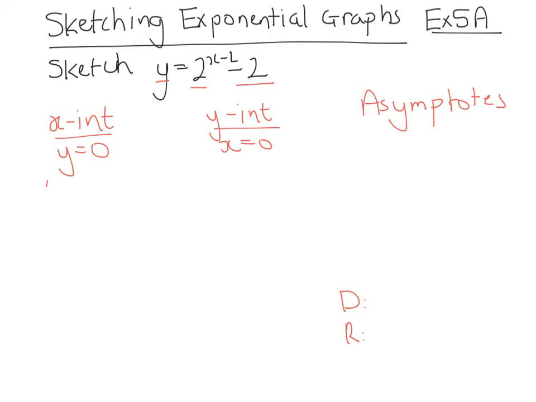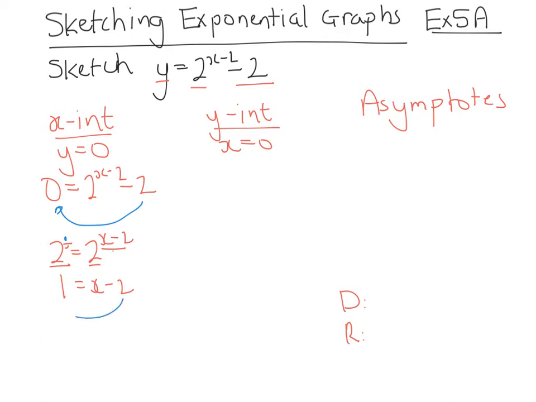So if y is equal to 0, that would be 0 is equal to 2 to the x minus 2, minus 2. Now I'll take that 2 across to the other side, which means I'll end up with 2 is equal to 2 to the x minus 2. Now this 2 is to the power 1, so that means I'll have 1 is equal to x minus 2. Since the bases are equal to each other, the powers must be equal to one another. And if I take that 2 across to the other side, I'll get x is equal to 3. So we'll have an x-intercept of (3, 0). When x is equal to 3, y is equal to 0.